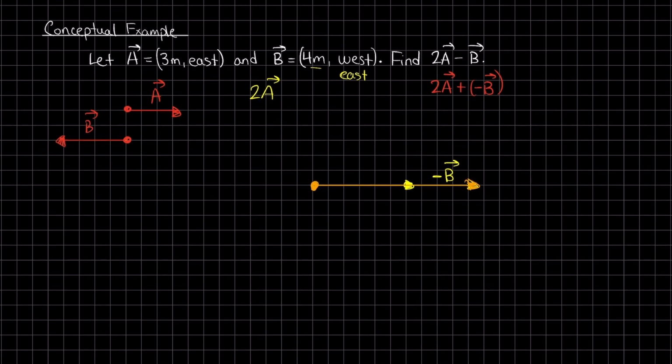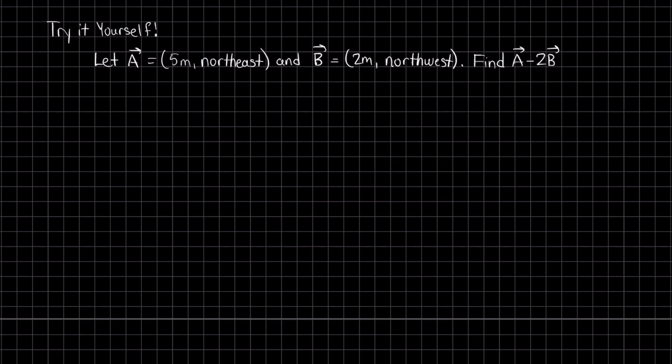So the total will be 1, 2, 3, 4, 5, 6, 7, 8, 9, and 10. The space I'm including here for the arrowhead does not matter. That doesn't actually count. So the vector 2A plus negative B is equal to 10 meters to the east. Well, this is 2A and that's minus B. Now it's your turn to try. Here's a similar example, but this time the vectors are at angles.